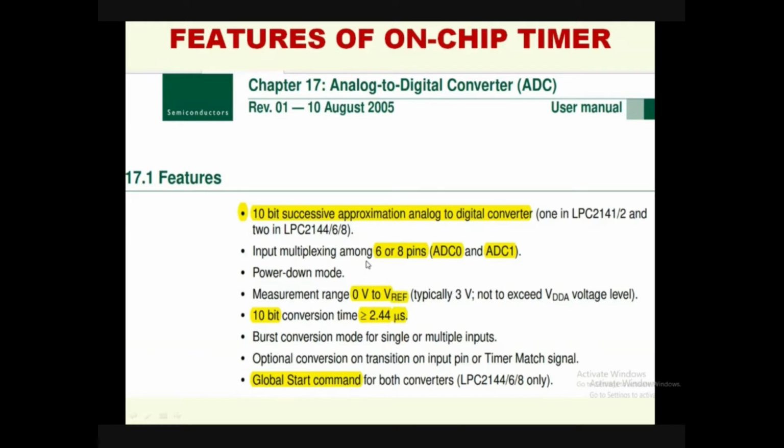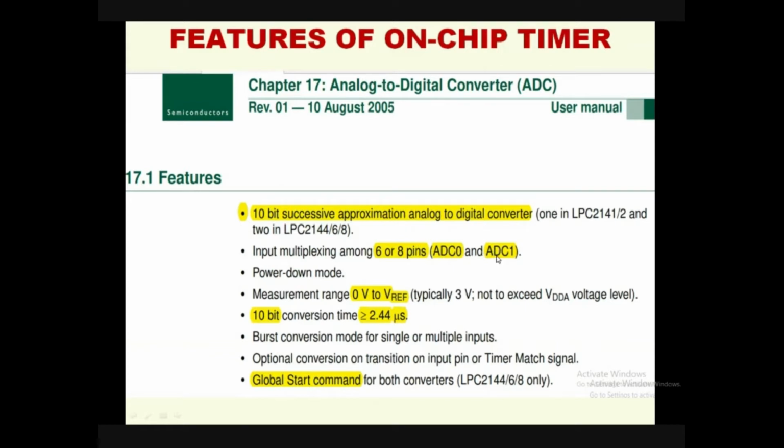Input multiplexing among 6 or 8 pins. Input multiplexing means there is a 6x1 multiplexer for ADC0 and an 8x1 multiplexer for ADC1. We need to understand there are two successive approximation type ADCs, and before ADC0 there is one multiplexer. That multiplexer has 6 analog inputs and only one output. That output is connected to ADC0. That is why input multiplexing is given here.